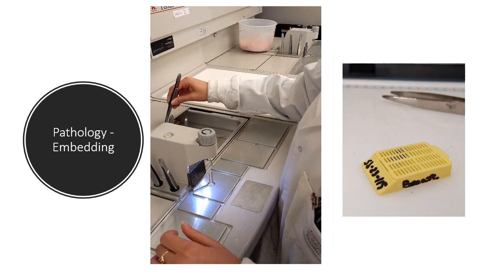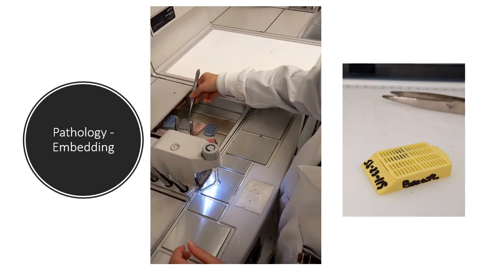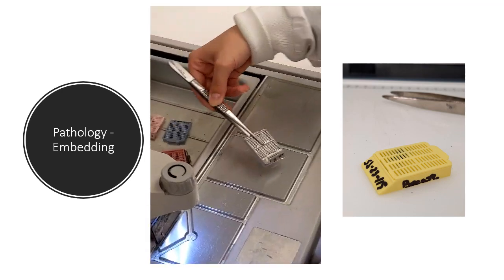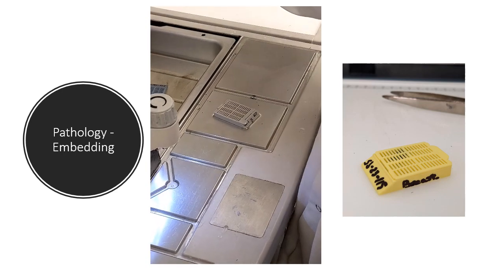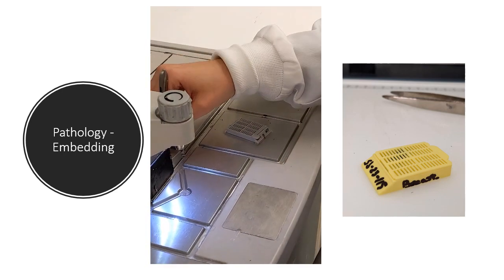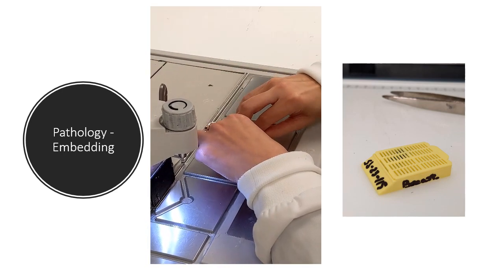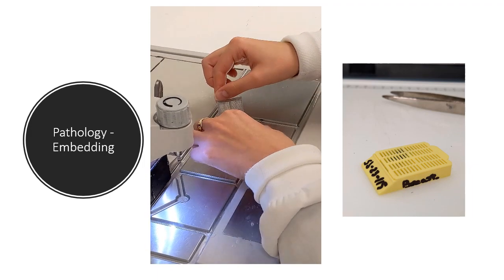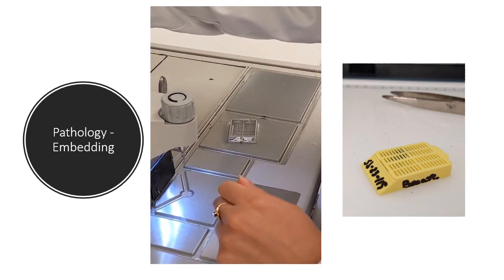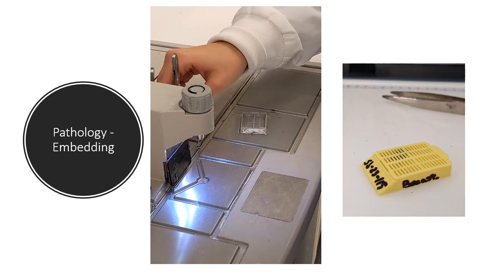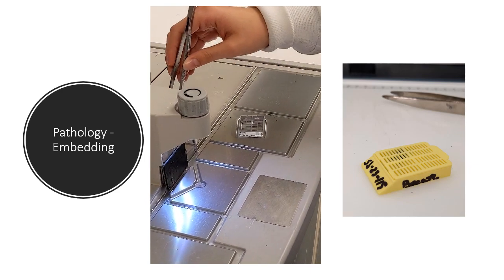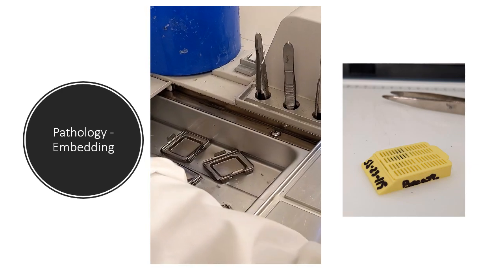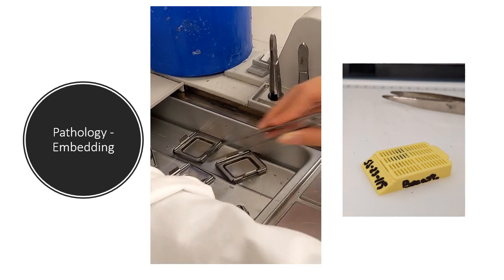To start the embedding process, the tissue is taken out of the processor and brought to the embedding machine. The lab tech will open the cassette, make sure there is no tissue stuck on the lid, and then discard the lid. They then choose a mold of the appropriate size and transfer the tissue with forceps into the mold, ensuring proper orientation.